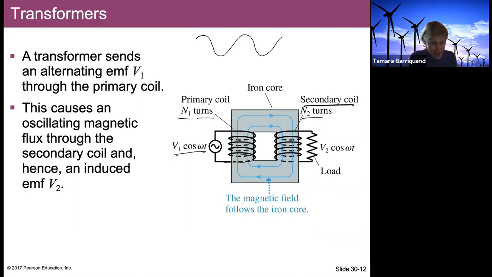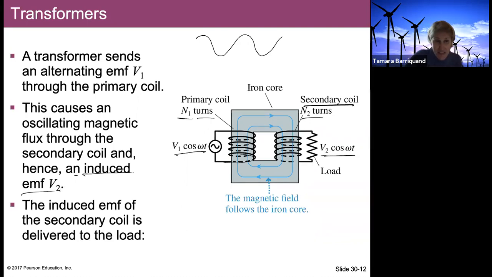And hence, on this side, we get an induced EMF, V2. So now we end up with a V2 on this side due to the fact that we had this oscillating magnetic flux through the loops on the other side. The induced EMF of the secondary coil is what we actually deliver to the load. So we put in our alternating EMF, and this is what's coming out to our load. This is what we're powering it with.